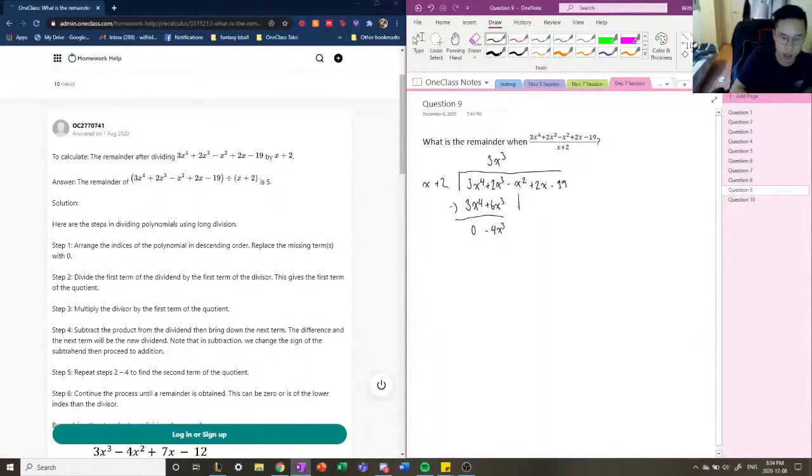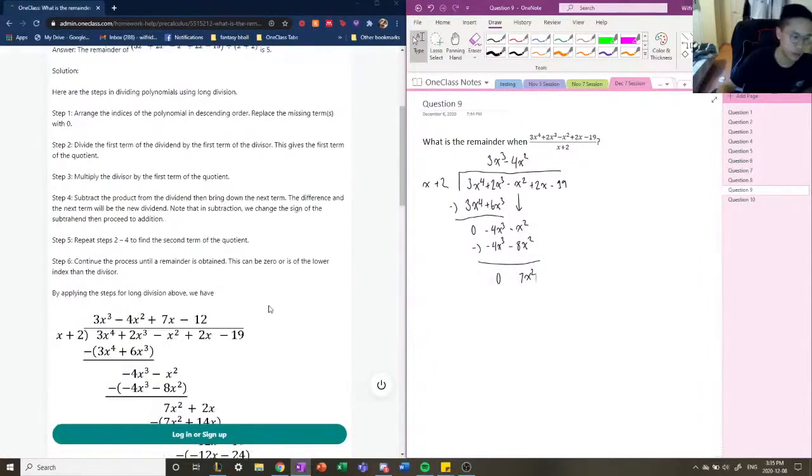All right, we're going to move down our next term here, negative x squared. So how do we get rid of negative 4x cubed? We can multiply by negative 4x squared. Okay, so we multiply this by negative 4x squared, we get negative 4x cubed minus 8x squared. If we subtract this, negative is positive, so this equals 0, and this equals 7x squared. Just want to make sure I'm not messing anything up here.